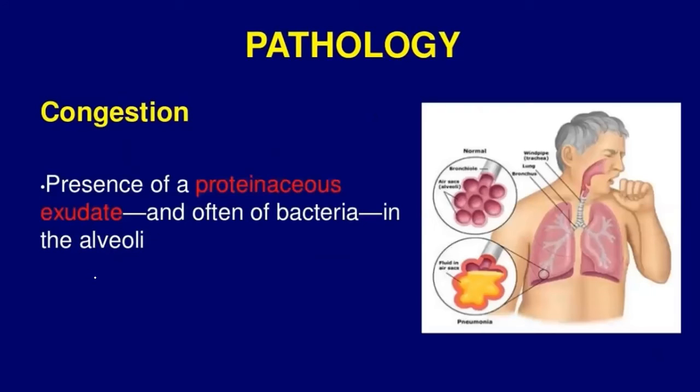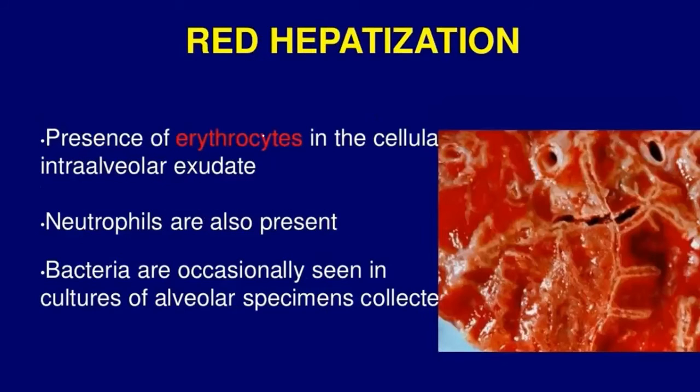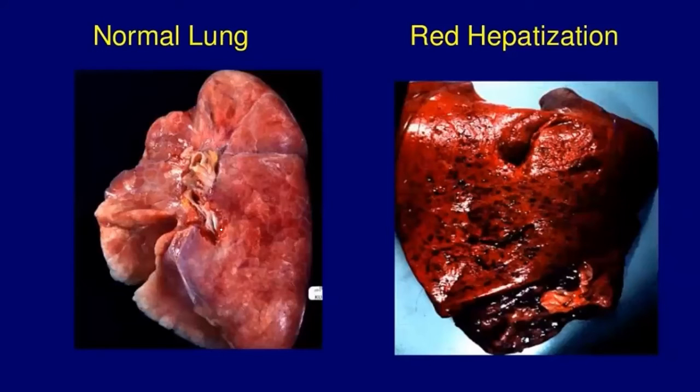So let's discuss the pathology. There is congestion, presence of proteinaceous exudate, and often bacteria in the alveoli, right? And sometimes there is red hepatization, that means the lung looks like the liver. Presence of erythrocytes in the cellular intra-alveolar exudate. Neutrophils present. Bacteria are occasionally seen in culture of alveolar specimen collected, right? So these are the pictures of normal lung and red hepatization.